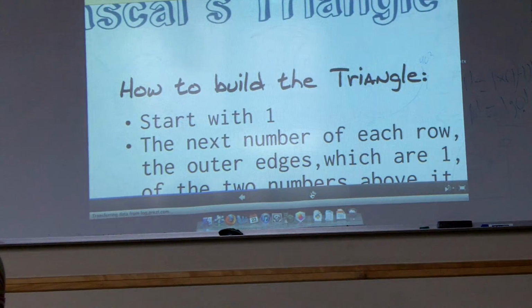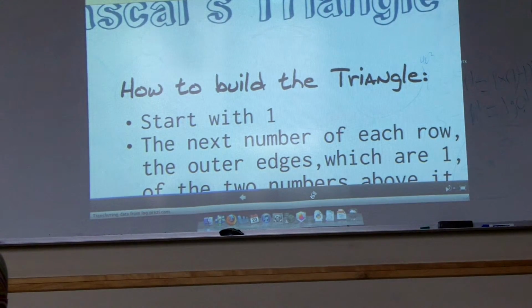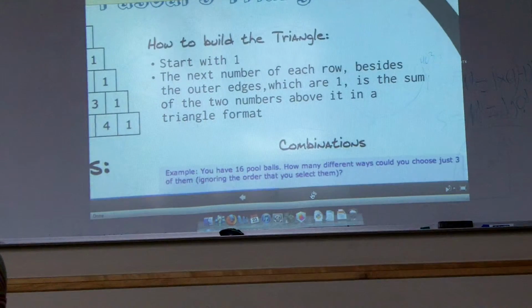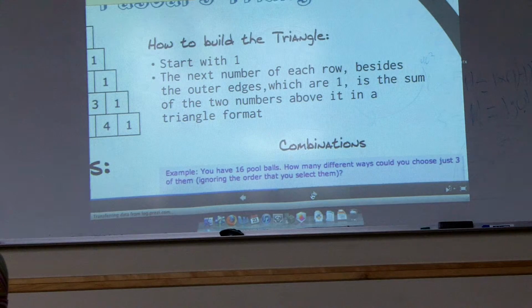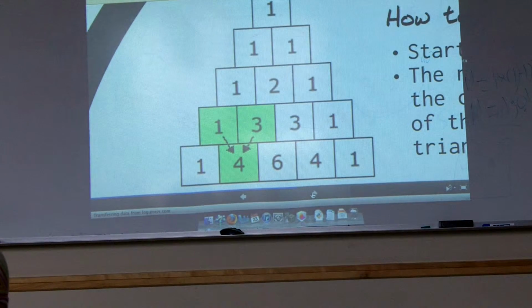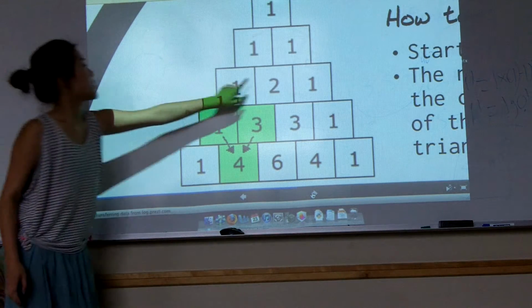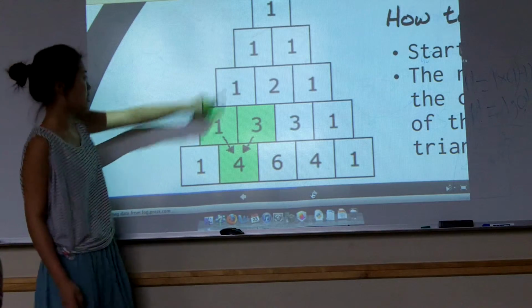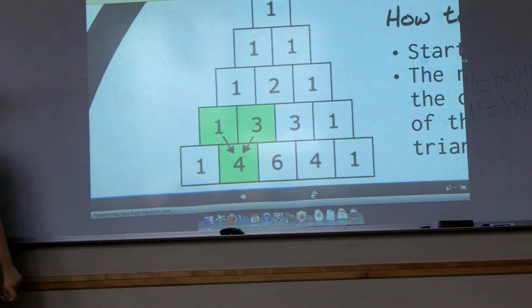So how to build a triangle, I guess I'll just zoom through this because we already went over this a couple days ago. We start with 1. The next number of each row, besides the outer edges, is the sum of the two numbers above it in a triangle format, which is viewed there. So like 1 plus 3 will be 4, and above 3 you can have 1 plus 2 is 3, and the other outer edges are always 1.